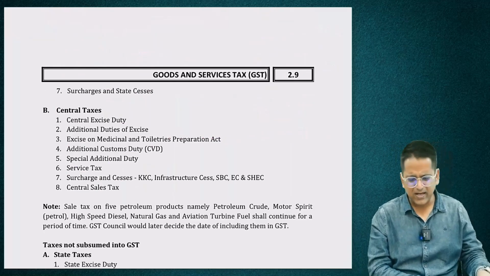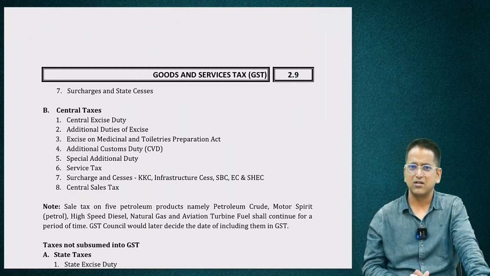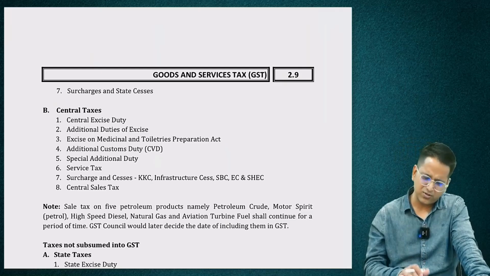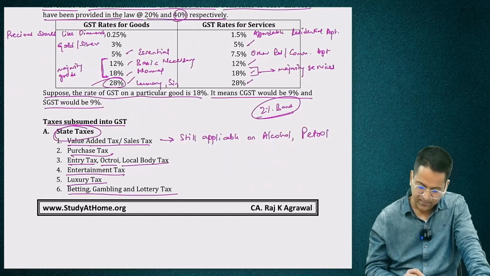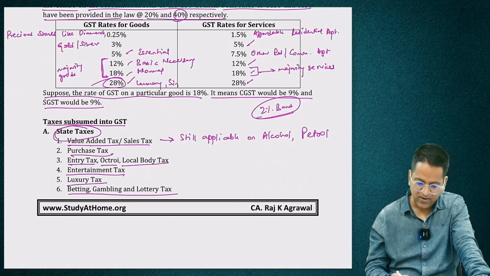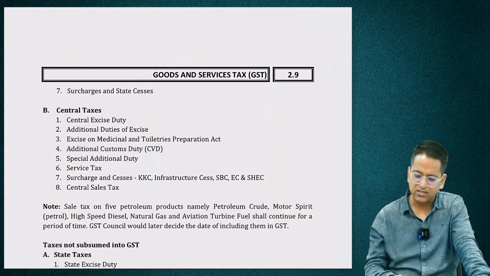And besides this, there were many surcharges and state cesses. They all were removed. So all this state government tax is finished. What state government taxes were removed? VAT, CST, purchase tax, entry tax, octroi, local body tax, entertainment, luxury, betting, gambling, lottery tax. And in several states, surcharge and cess.